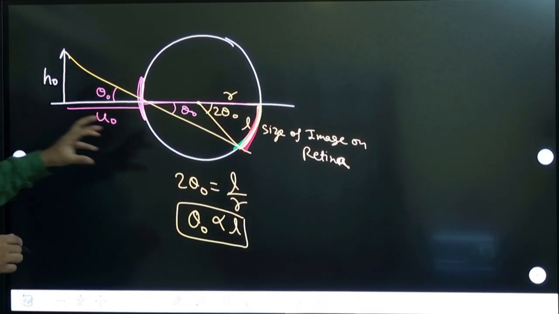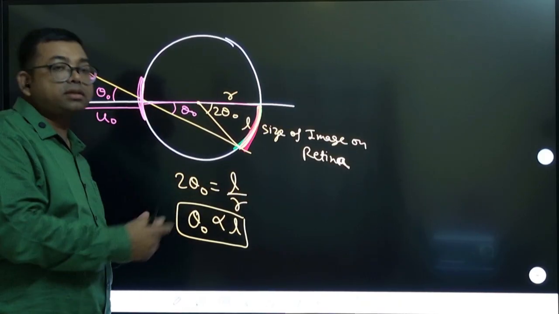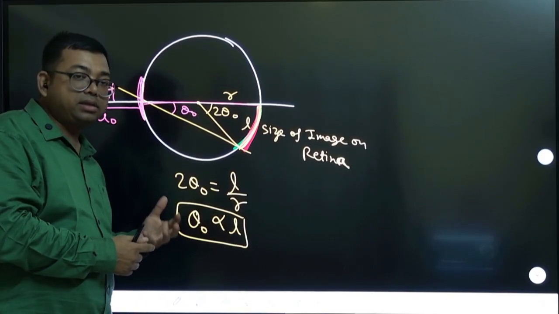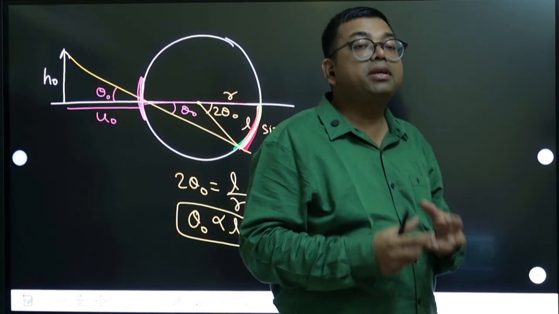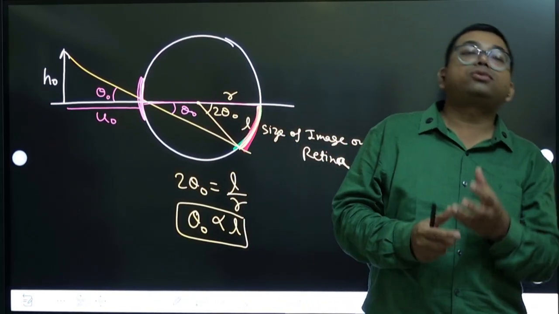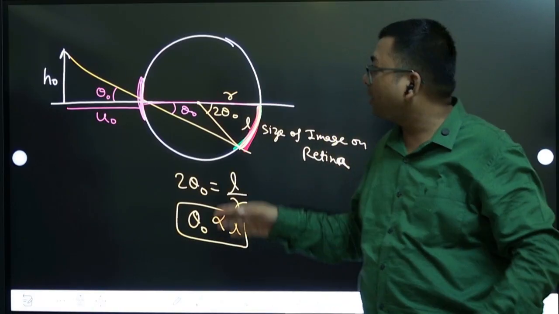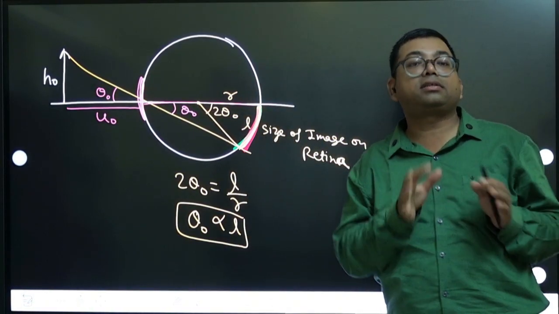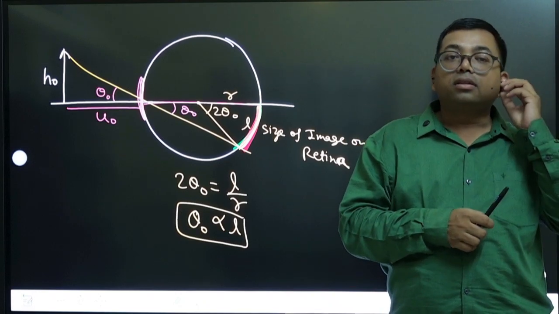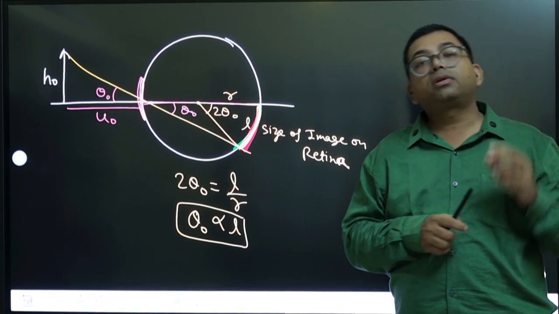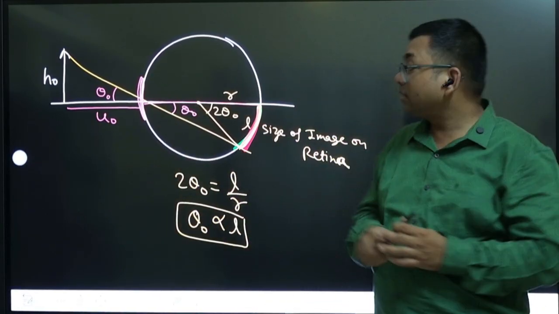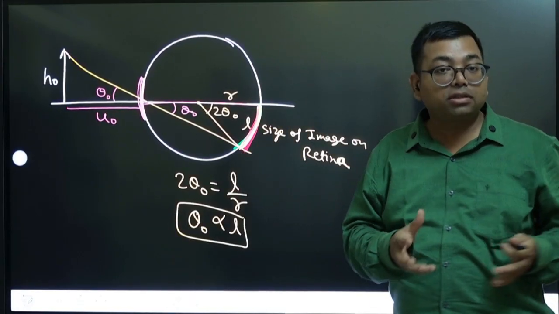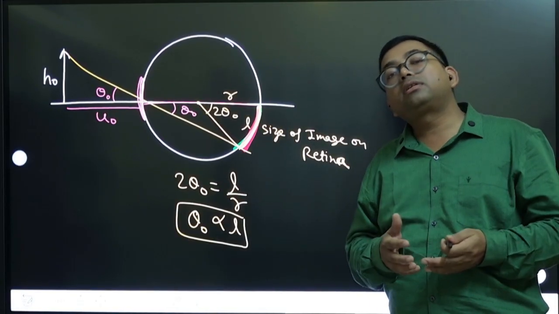So the larger this angle, the larger the image on our eye, the retina, and we get a better clarity of that. That is the main role of the optical instrument. The optical instrument helps us to increase this angle theta naught, so that the length of this image increases on our retina and we get a better picture.